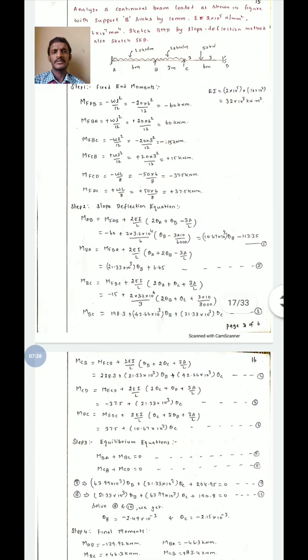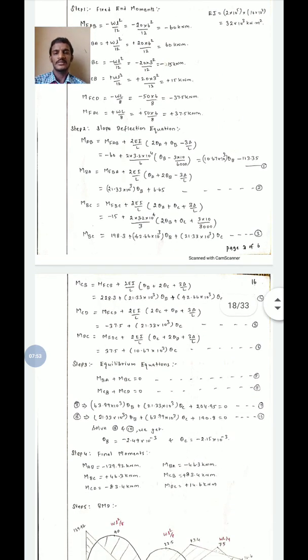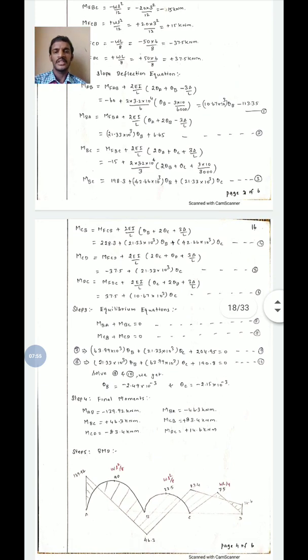In the CD portion, D end is fixed, therefore theta D is considered as 0. In C and D there is no settlement, therefore delta will be equal to 0. Substituting that, we will get MCD is minus 37.5 plus 21.33 into 10 power 3 theta C, and MDC is 37.5 plus 10.67 into 10 power 3 theta C as the sixth equation.